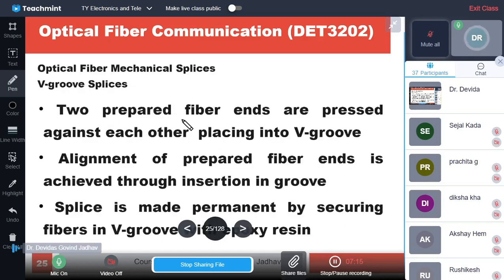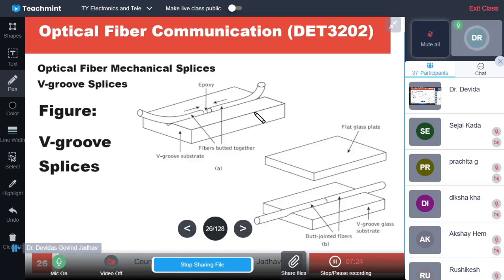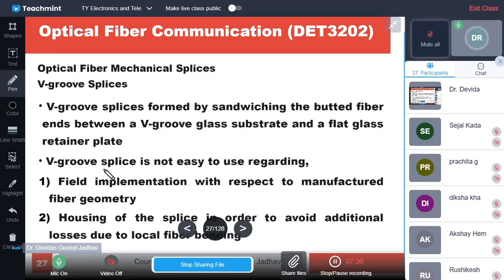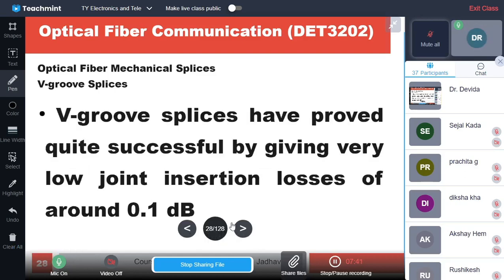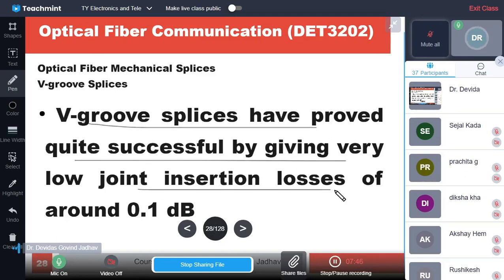And there is a V-groove type splices also there. V-groove splicing is having the V-groove and holding the fiber in the two plates will make the permanent mechanical joint. Field implementation that will sometimes is difficult, and housing avoids additional losses due to the fiber bending. So V-groove splice have proved quite successful by giving very low insertion loss of 0.1 dB.